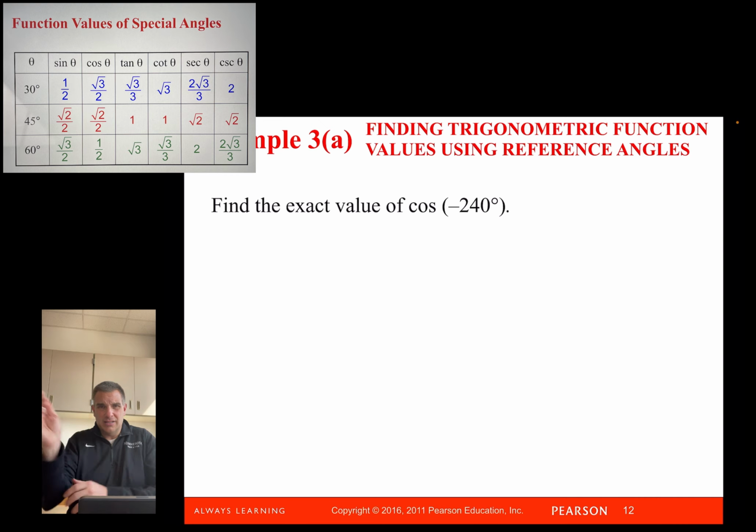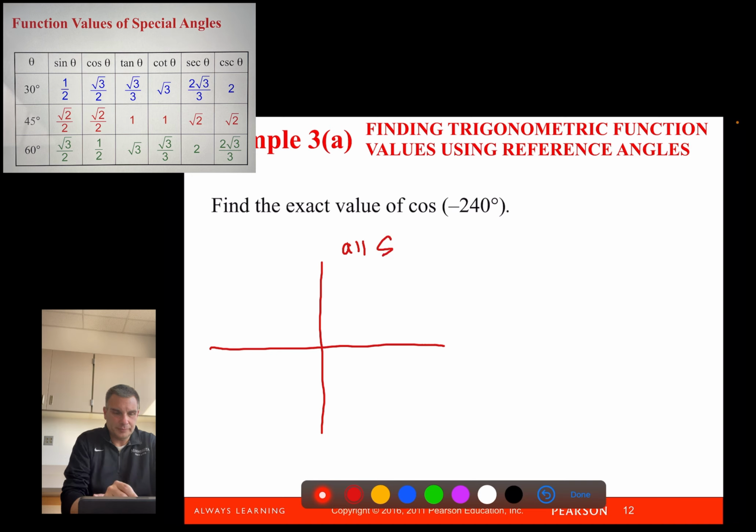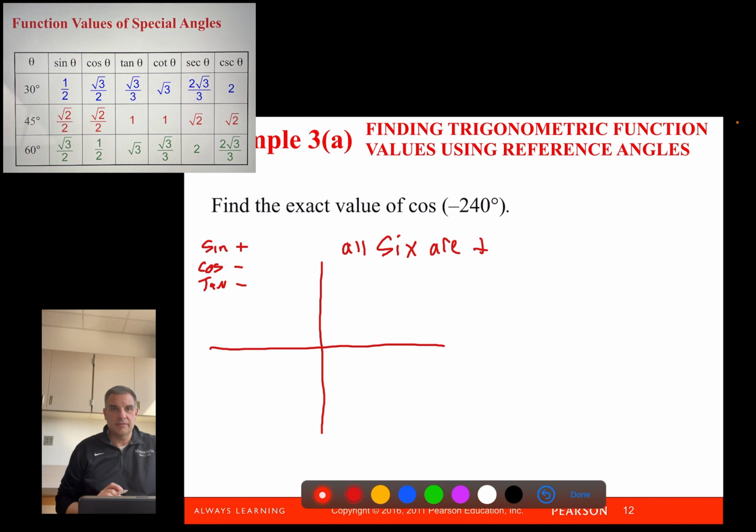Okay, so we're going to do another one, but what I want to do first is go through a positive and negative table here. And this is something that, again, needs to be in your notes. So in this one, all 6 are positive. In the first quadrant, all 6 of them are going to be positive. In this one, the sine is going to be positive. Cosine is going to be negative. Tangent is going to be negative. And then the reciprocals are just the same. So that means the cosecant is positive, the secant is negative, and the cotangent is negative.